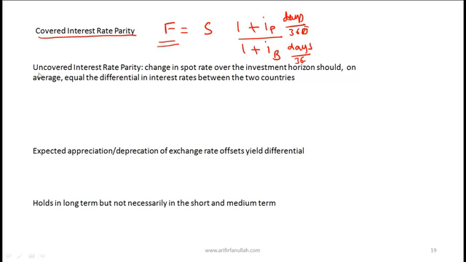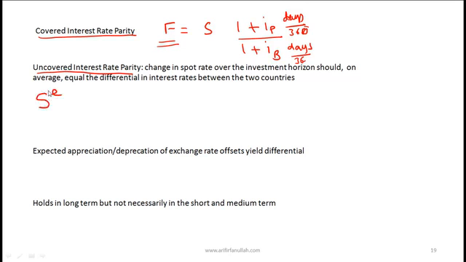Next, uncovered interest rate parity. So this relationship essentially says that the change in spot rate over the investment horizon should on average equal the differential in interest rates between the two countries. Now a few key points here. When we talk about uncovered interest rate parity, what we are really now focused on is expected spot rate.